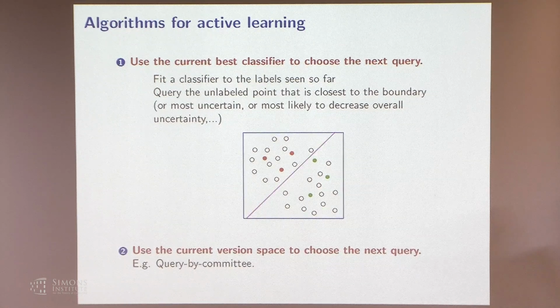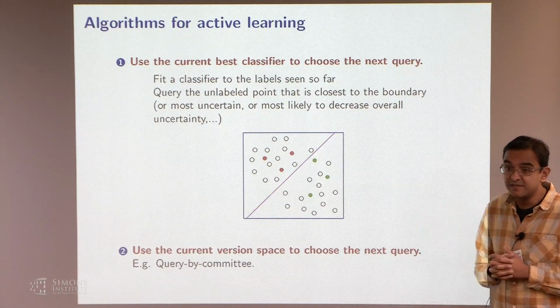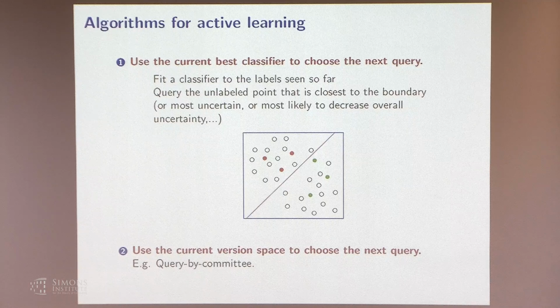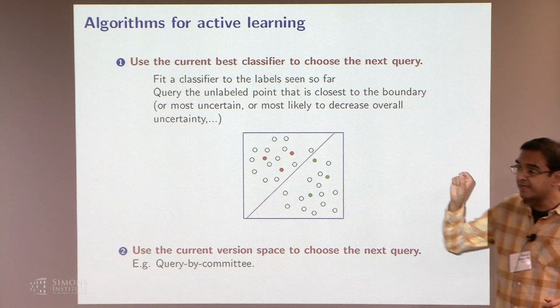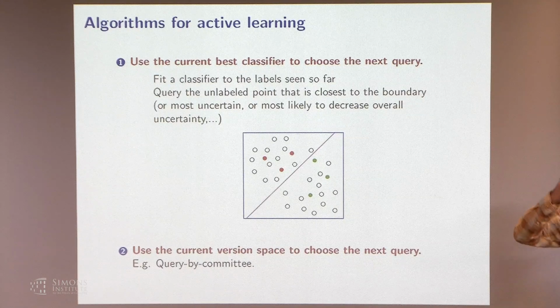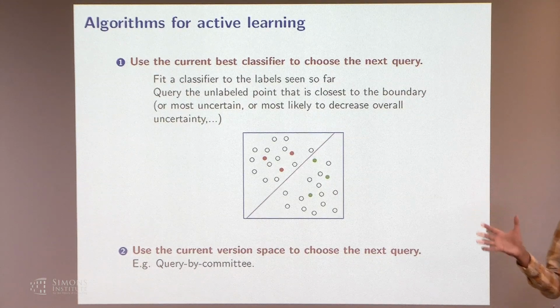There are a whole bunch of methods that are rather different in flavor that theoreticians have come up with. And what happens here is that instead of committing to a specific classifier, you just say that based on the labels I've seen so far, this is the set of candidate classifiers. Based on the labels I've seen so far, these are the plausible linear separators.